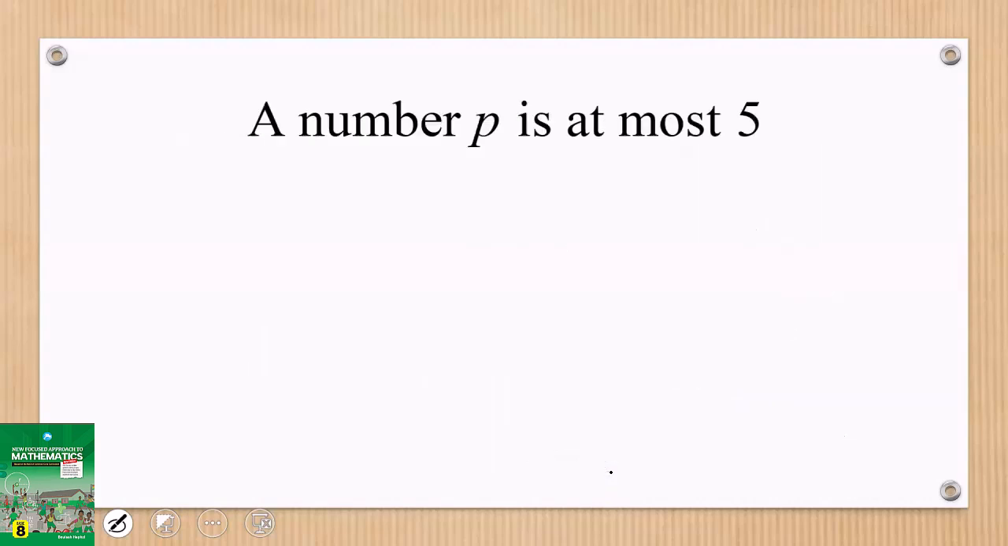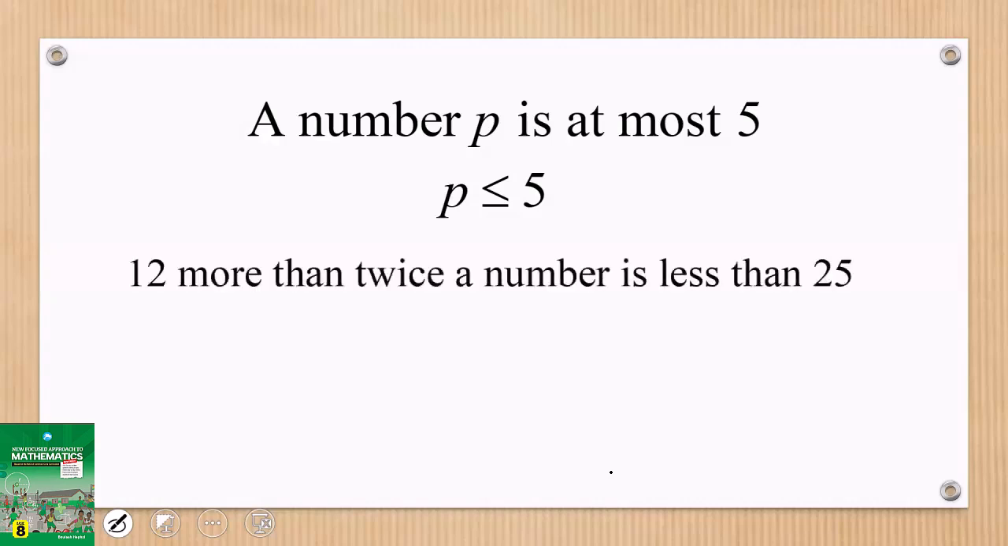What if I say a number p is at most 5? At most means the maximum should be 5. And if the maximum is 5, then p should be less or equal to 5. That means nothing goes beyond 5. I hope it makes sense.